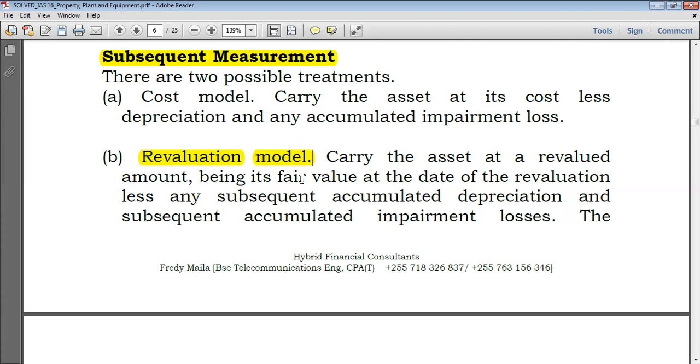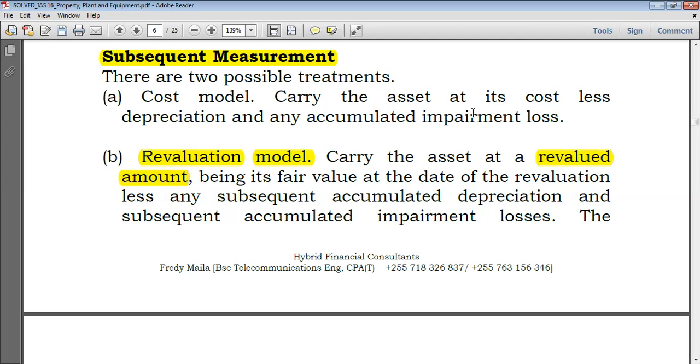So how do we deal with the revaluation model on PPE? We carry the asset at the revalued amount. Instead of the cost model, where we used cost less depreciation and accumulated impairment loss, with the revaluation model we measure the asset at the revalued amount. After revaluing the amount, you do the same: you deduct depreciation and impairment loss, but from the revaluation date.